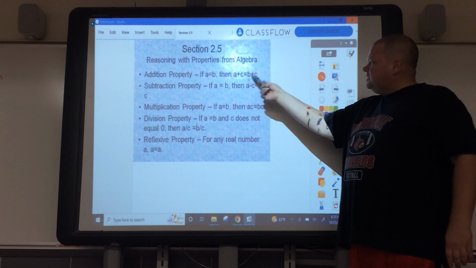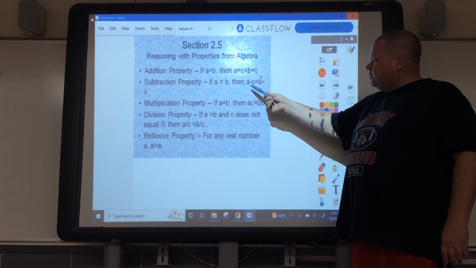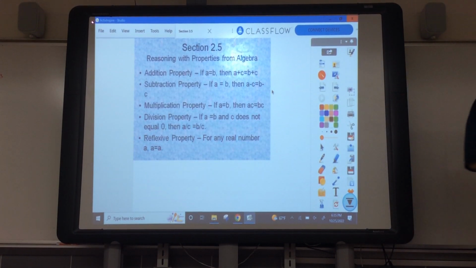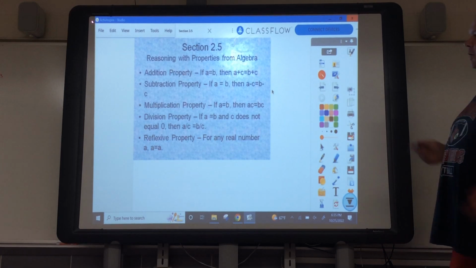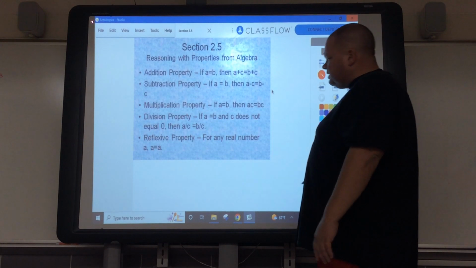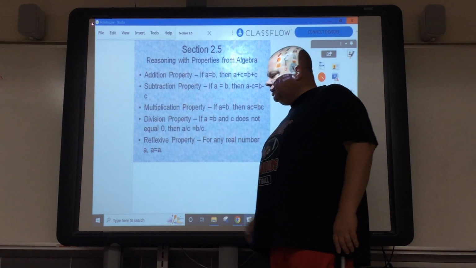So if you add to one side, you have to add to the other. If you subtract from one side, you subtract from the other. If you multiply on one side and divide on one side, you have to do it to the other, and so on and so forth. Okay, a couple of properties are going to change this a little bit. I mean, the reflexive property: for any real number, A equals A.